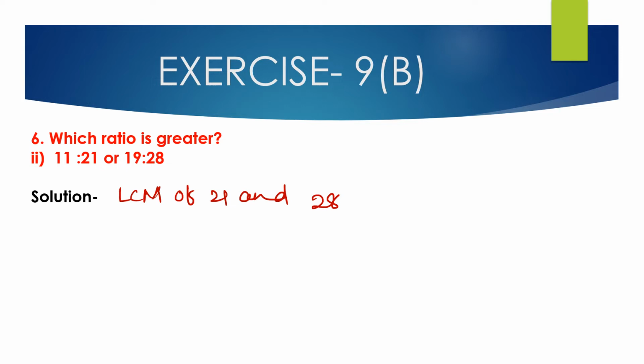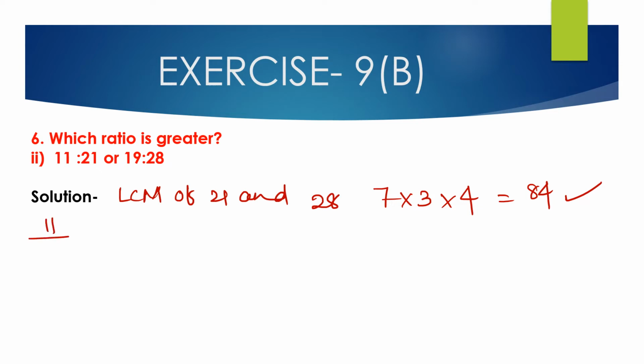We know the prime factorization of 21 is 7 multiplied by 3, and the prime factorization of 28 is 7 multiplied by 4. So the LCM of 21 and 28 is 7 multiplied by 3 multiplied by 4, that is 84. 7 multiplied by 3 is 21, and 21 multiplied by 4 is 84.